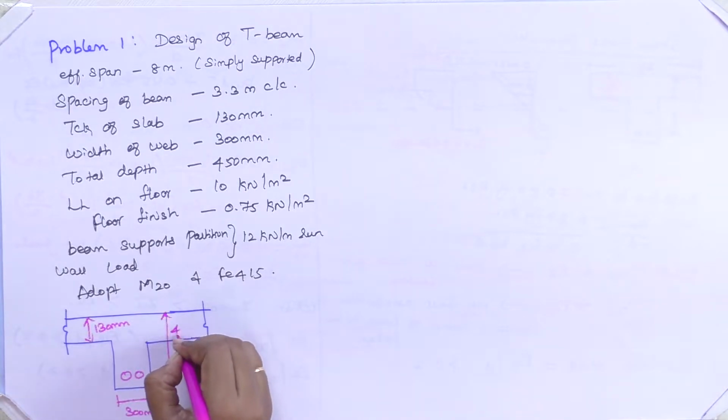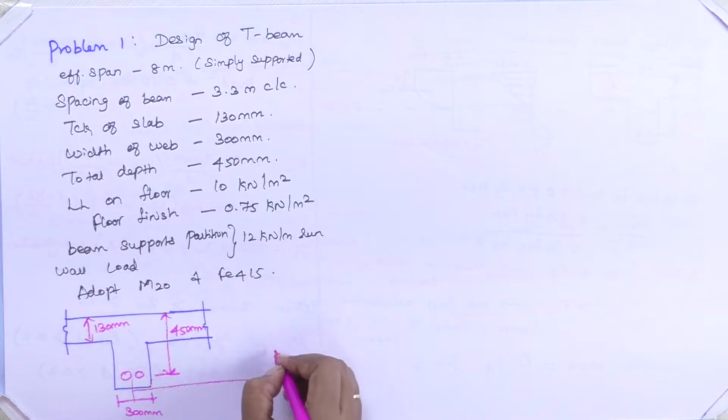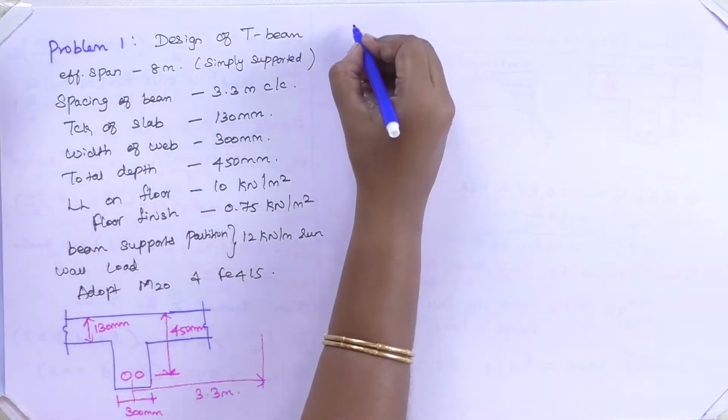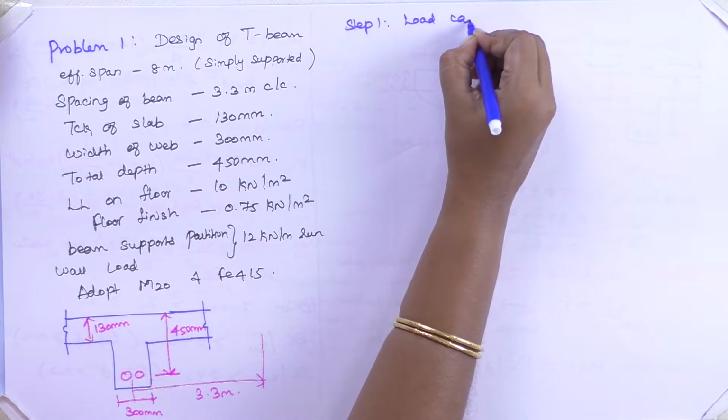This is my 450 mm. The center to center distance of another beam is 3.3 meter. I'll quickly go through step 1, load calculation.